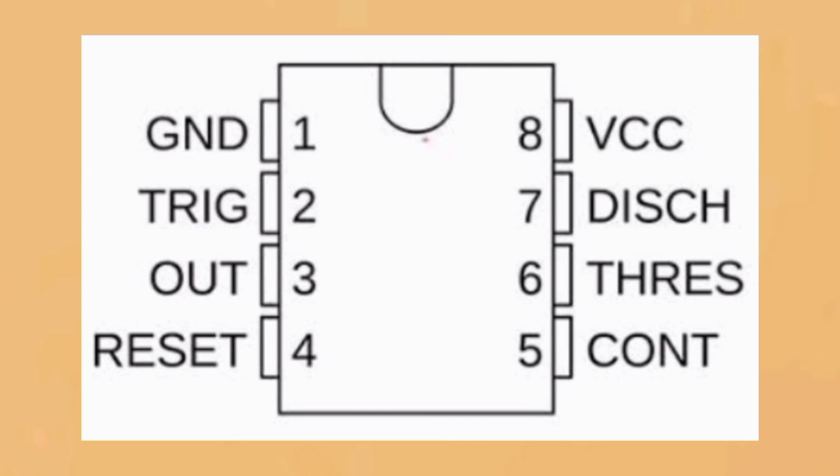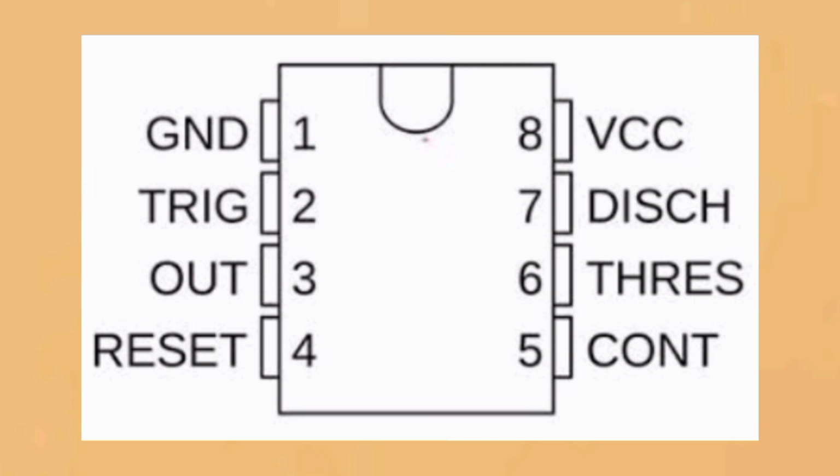And pin number 3 is output. This is the output pin of the IC. We get the output signal from this pin. Pin number 4, reset pin. This is the reset pin. Usually in normal operation it is connected to the positive supply so that the IC does not reset.